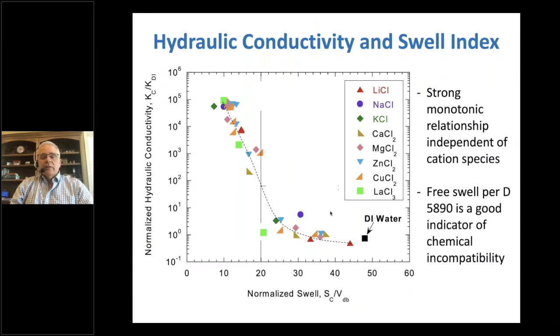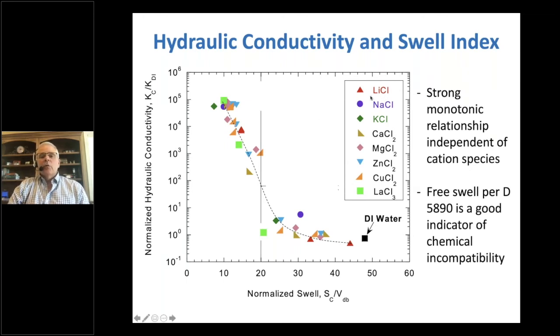Well, as you might imagine, if we looked at the swelling behavior of the bentonite in different solutions and the hydraulic conductivity, that they would be really strongly correlated. And that's what this graph shows here. This is actually some work done by Ho-Young Jo, one of my PhD students a number of years back, where he ran different tests on GCLs, all the same GCLs. All he did was vary the chemistry. He changed the concentration and he changed the salt so that the valence was different.